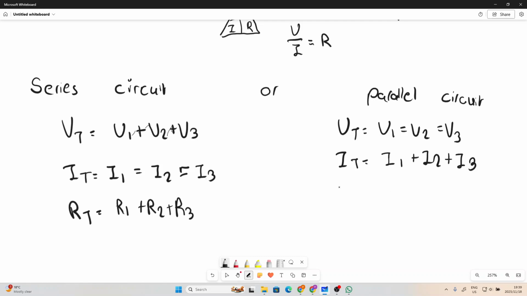And then resistance, like 1/R total. But if there's more than two, if there's more than say two, R1 times R2. If there's two resistors, you say Sam.